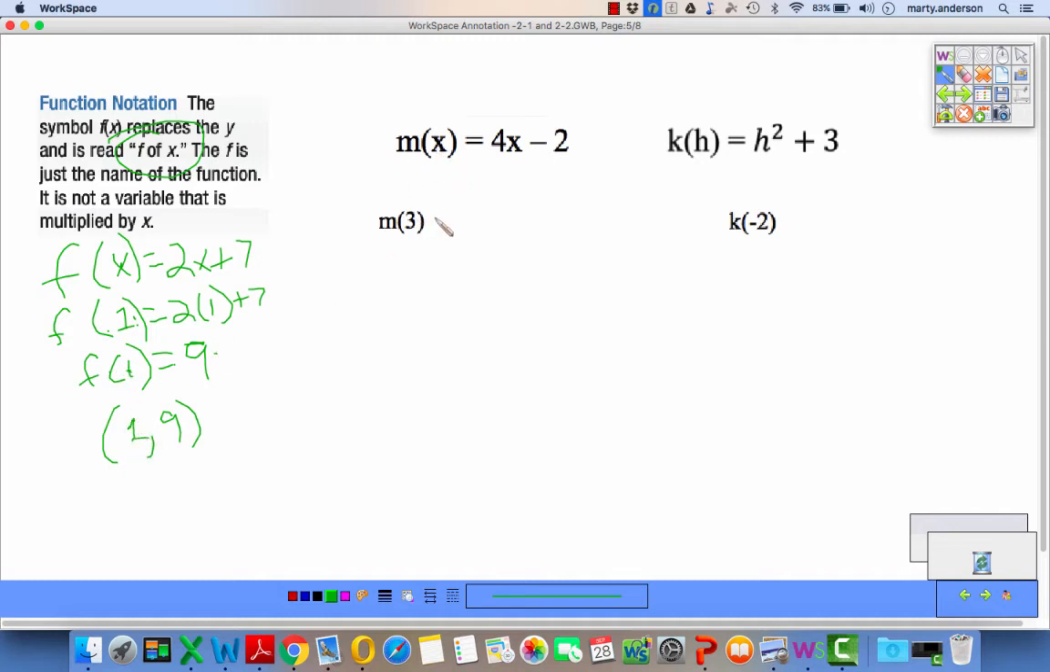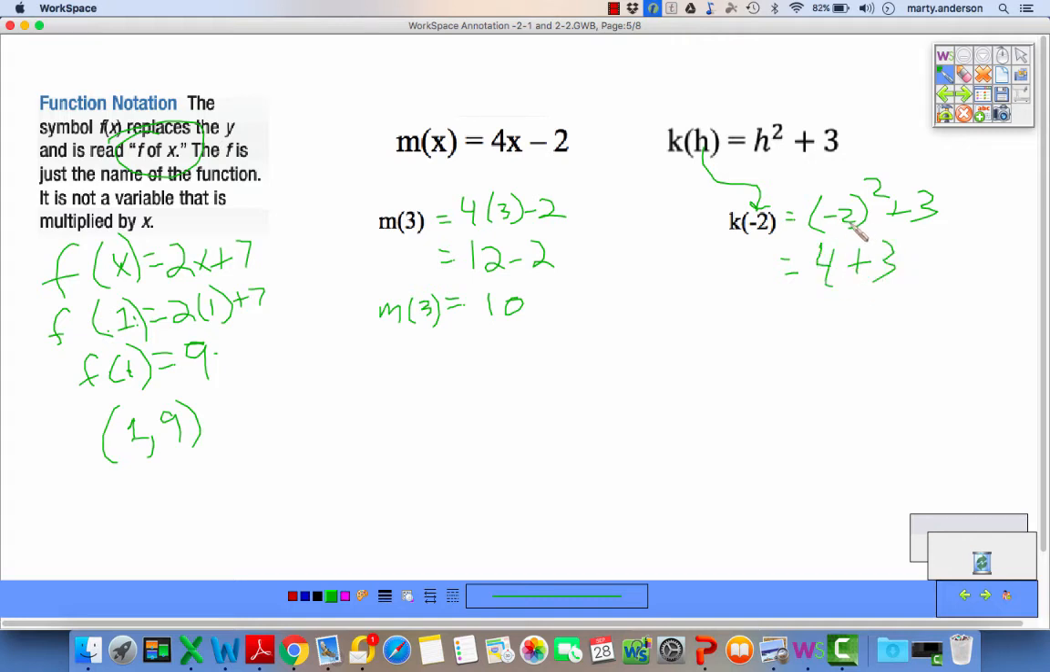So we go over here, find m of 3. This is m of x is 4x minus 2. All I'm going to do is 4 times 3 minus 2. Let's make sure that we're using some equal signs as well. 12 minus 2, I get 10. m of 3 is 10. And then we've got k of negative 2. Now, you've got to be careful. Make sure that you are putting in negative 2 squared plus 3. You're squaring the entire value of h. In this case, h is being replaced with negative 2. Please make sure that you know how to do that in your calculator properly.